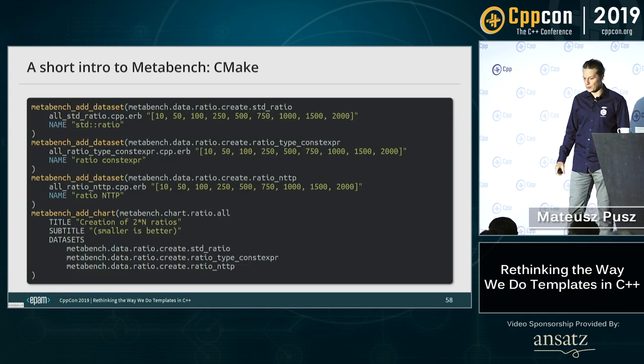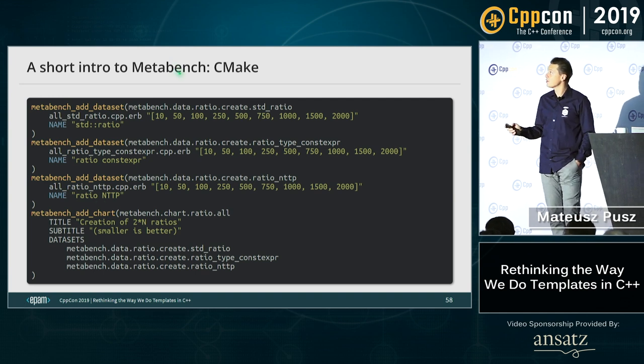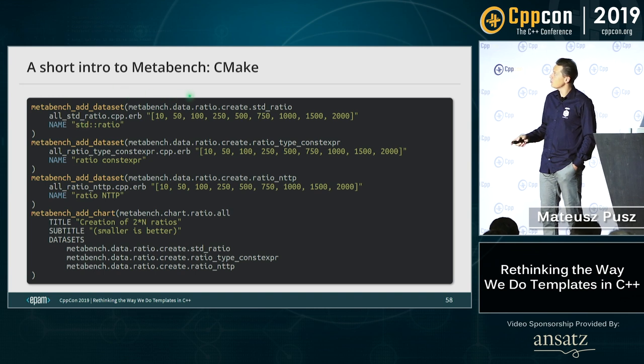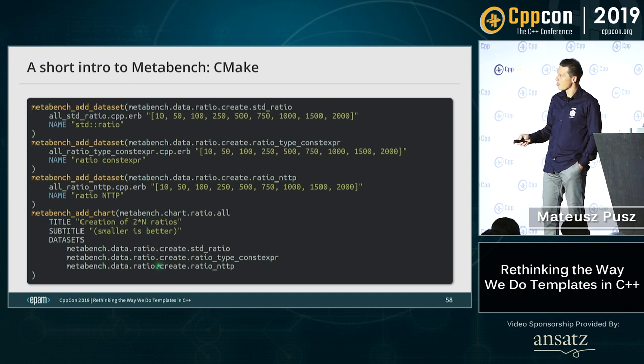So this is how you're using this tool. This is the CMake file that you are creating. You basically provide a dataset saying that you want to compile this CPP file, actually it is a Ruby file looking like CPP. And this is the input data. So this is the range you would like to provide for benchmarking and some name for the line on the diagram. You are putting in more lines, and then you are aggregating those lines as a chart, saying that this is the name of the chart, some subtypes, and what should be the lines on the chart.